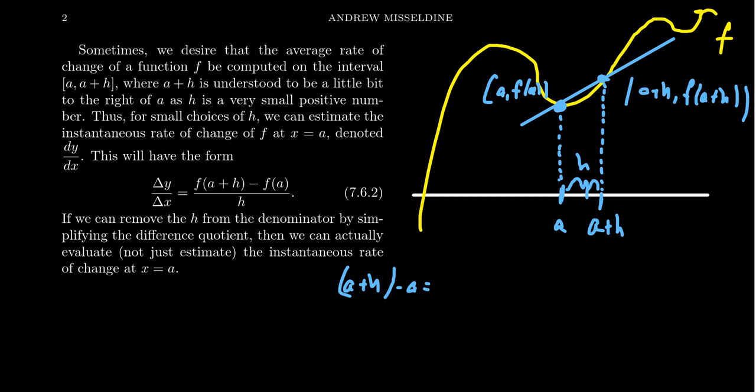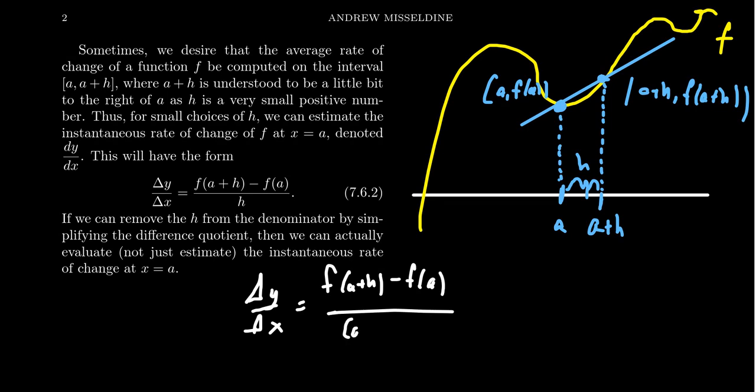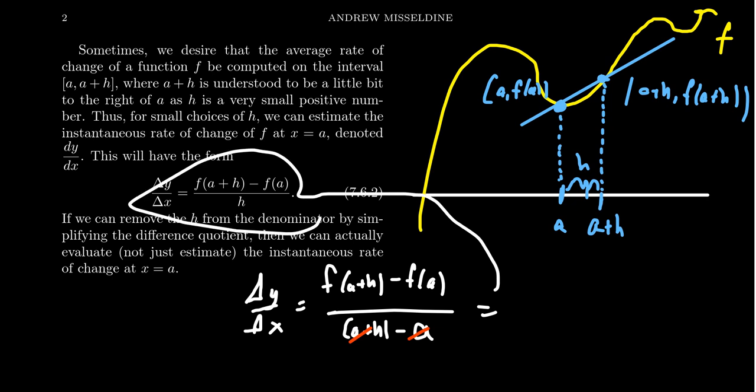So when you calculate the average rate of change in this context, if you take delta y over delta x, this is going to look like f of a plus h minus f of a over a plus h minus a. You're going to see that the a's at the bottom cancel out. And this simplifies just to be, well, honestly, this thing right here: f of a plus h minus f of a over h.